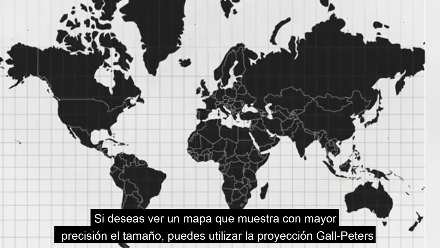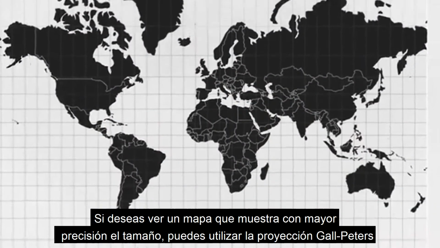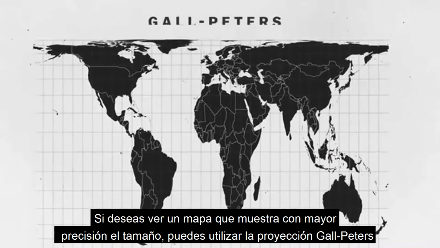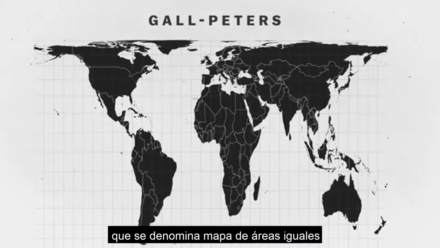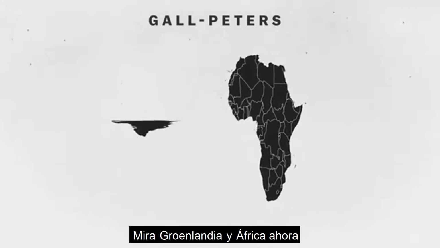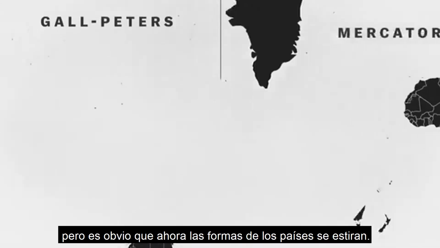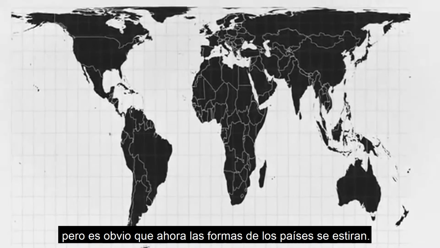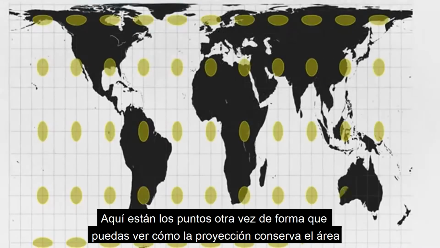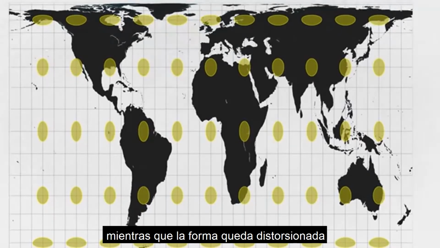Really? So if you want to see a map that more accurately displays land area, you can use the Gall-Peters projection. This is called an equal area map. Look at Greenland and Africa now. The size comparison is accurate, much better than the Mercator. But it's obvious now that the country shapes are totally distorted. Here are those dots again so that we can see how the projection preserves area while totally distorting shape.